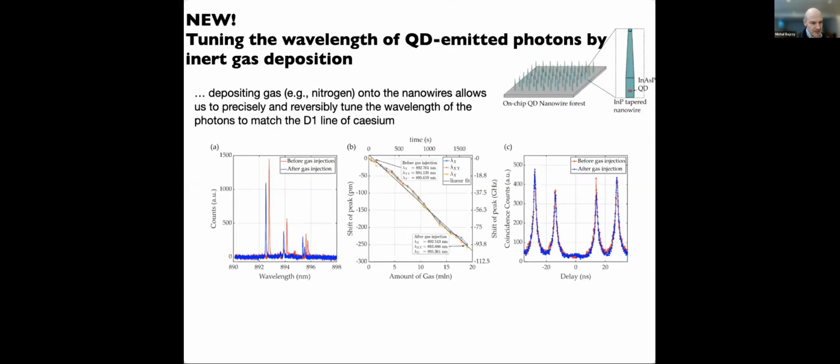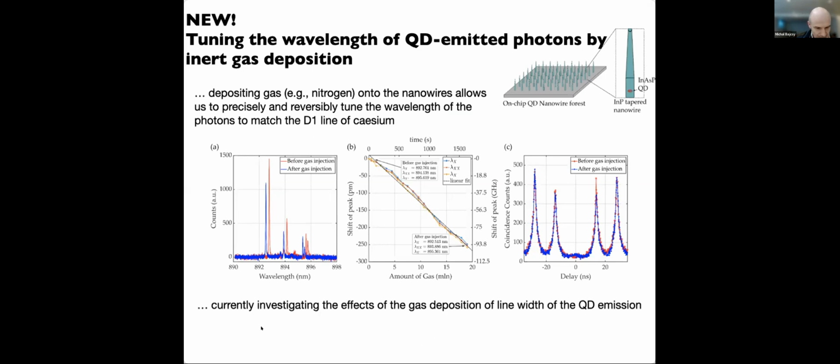One of the new results that we got on these experiments is that if we take our quantum dots and we spray them with gas, in this case nitrogen gas, because of the low temperature, the gas will deposit on these nanowires and put some stress on the quantum dot, and you can use this as a tuning mechanism to change the wavelength of the quantum dot to match precisely the transitions of your atoms. So this is a fairly new result. We are trying to finalize some measurements and then hopefully publish soon.